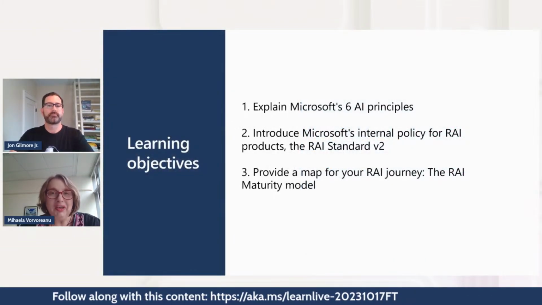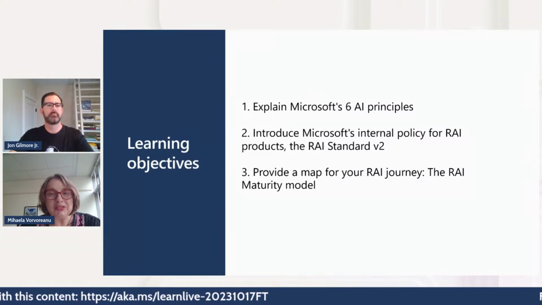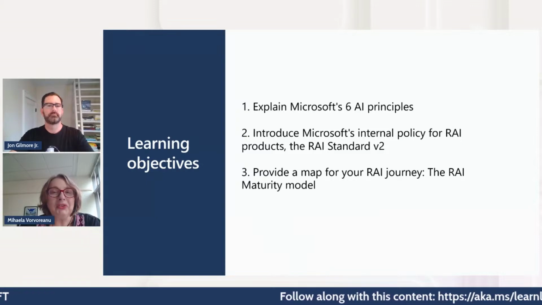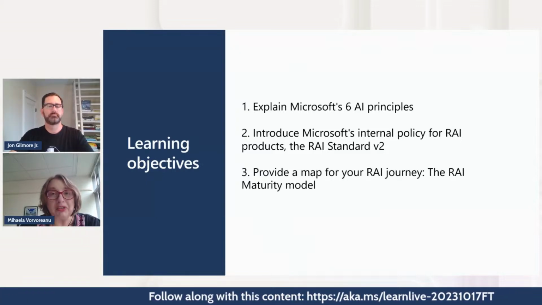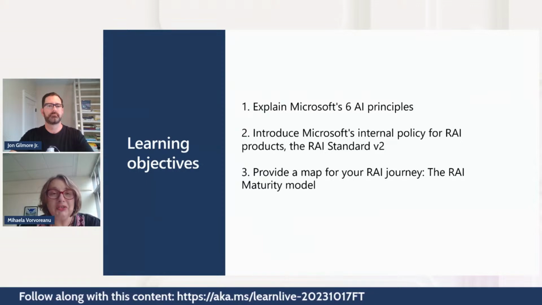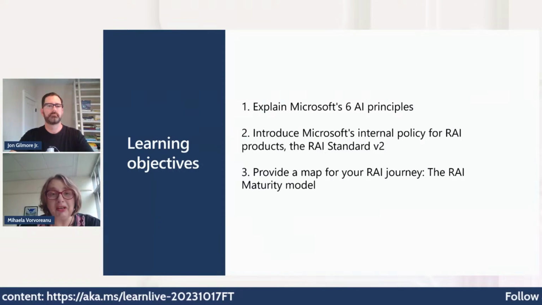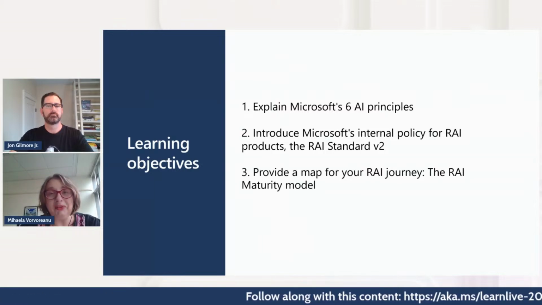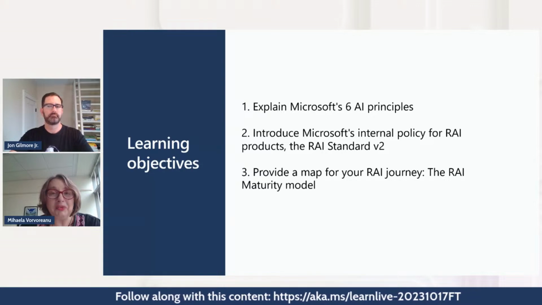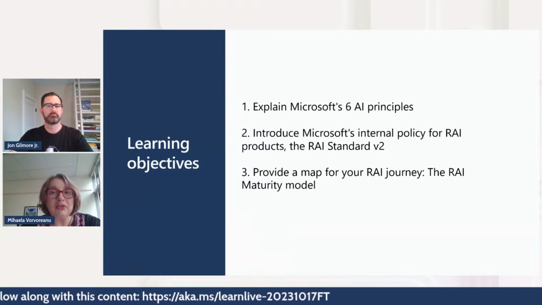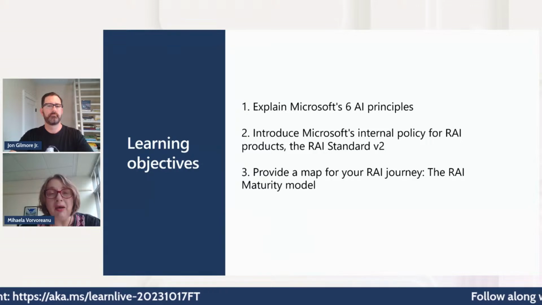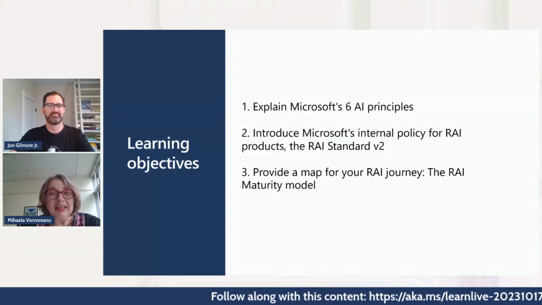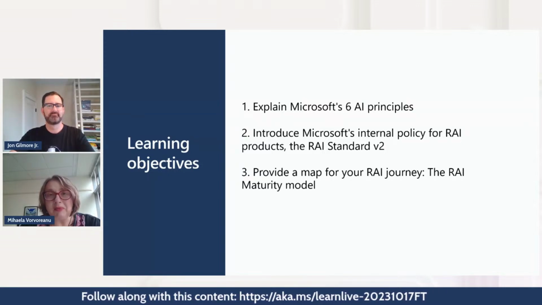In this session, we're aiming to accomplish 3 goals. And so as you listen, please pay attention to these. We're going to go through Microsoft's 6 principles for AI, and then introduce our internal policy for AI products, which is the Responsible AI Standard, available for all to use, adapt, or adopt. And third, we're going to talk about a responsible AI maturity model, which can provide a map for your responsible AI journey. But first, to get started, John, can you tell us a little bit about why responsible AI matters?